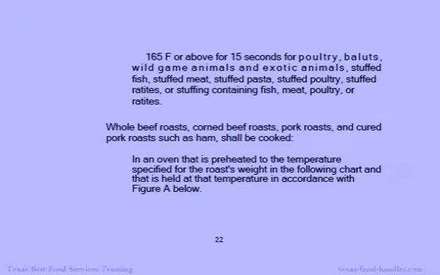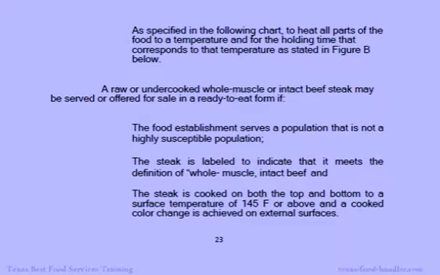Whole beef roasts, corned beef roasts, pork roasts, and cured pork roasts such as ham, shall be cooked in an oven that is preheated to the temperature specified for the roast's weight in the following chart, and that is held at that temperature in accordance with the figure below. As specified in the following chart, to heat all parts of the food to a temperature and for the holding time that corresponds to that temperature as stated in figure B below.